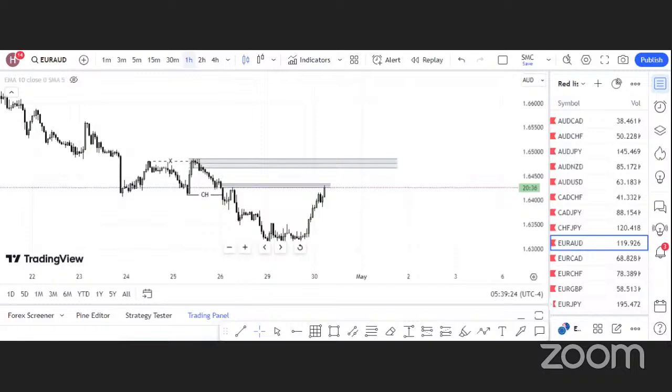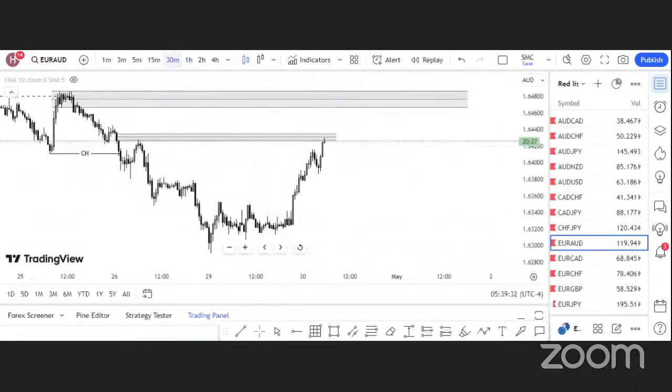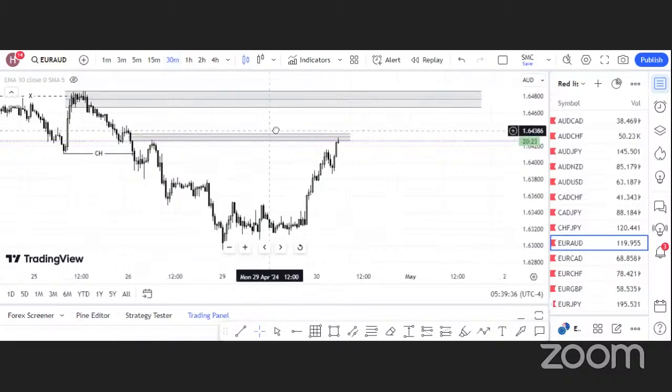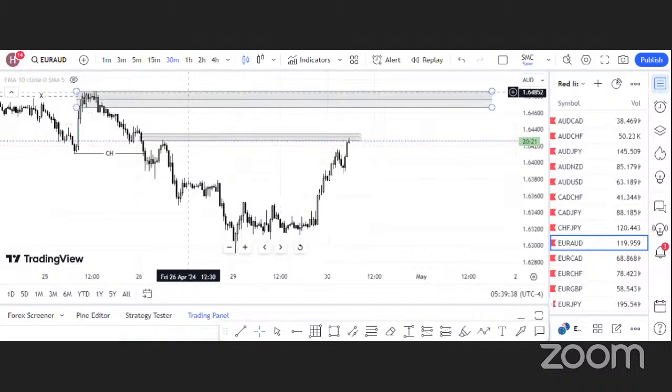So now the market is currently at the 50% of the fair value gap, and I hope to see a proper reversal here very soon, right? So we are gonna wait patiently for this market.